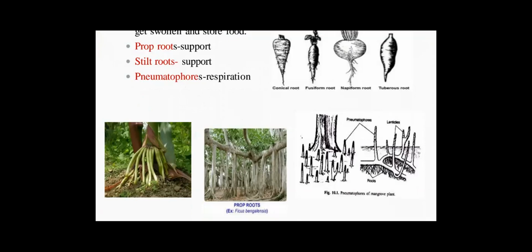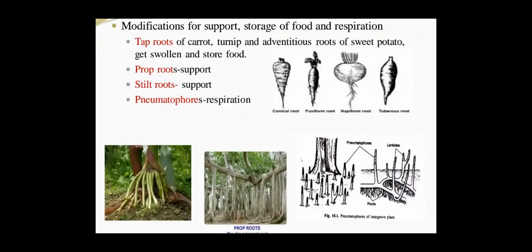Similarly, we have stilt roots, which are usually found in certain plants like maize, sugarcane, etc. These stilt roots are also responsible for support, because the stems of maize and sugarcane have supporting roots which come out of the lower nodes of the stem. You can see the diagram here. These roots arise from the lower nodes of the stem, and they are designed for the support function. Examples, as I said, are maize and sugarcane.